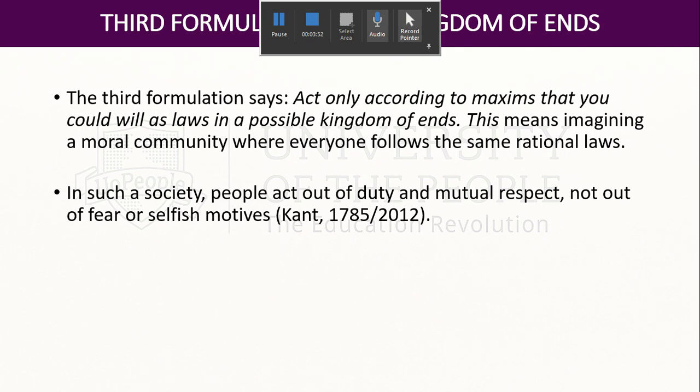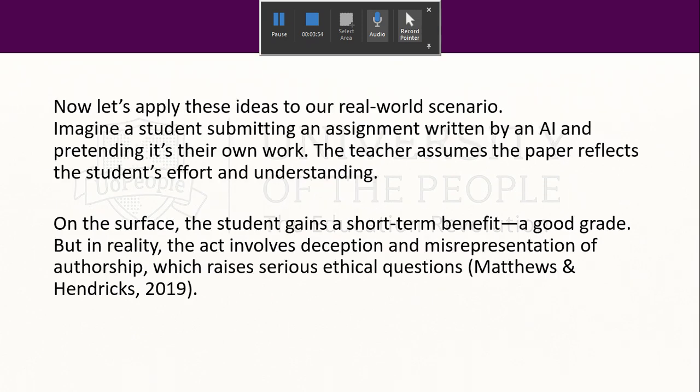So what is the scenario? Let us say a student submits an assignment written by an AI system and claims it as their own work. The instructor assumes that the paper reflects the student's understanding and effort. On the surface, the student might gain a good grade, but the act involves deception. It involves dishonesty and misrepresentation, pretending that someone else's work is their own.